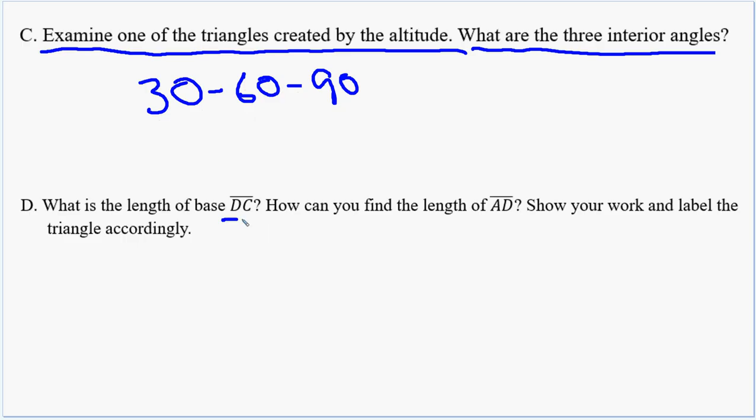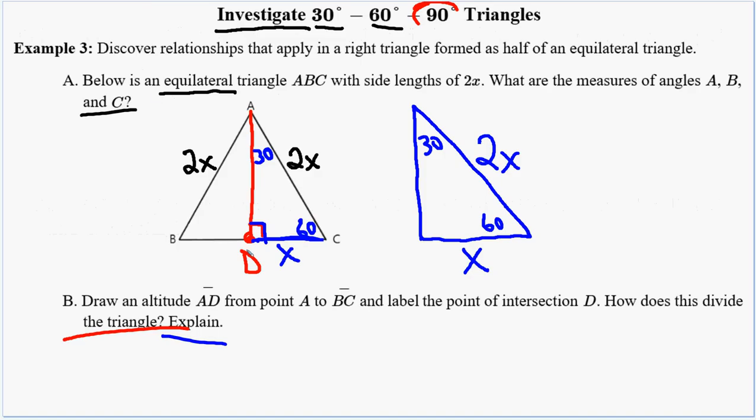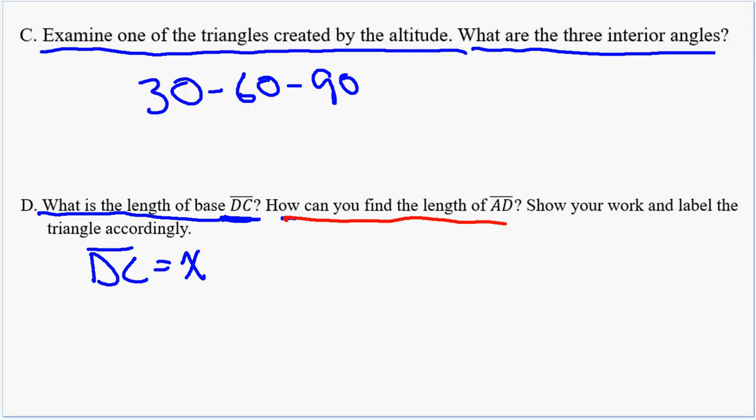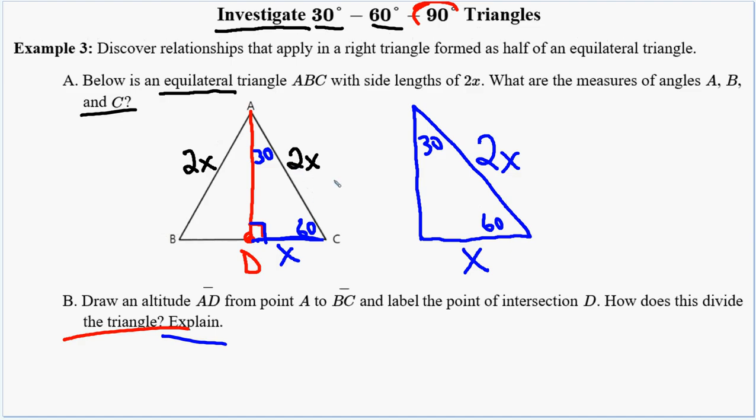What is the length of the base DC? So DC, yeah, we already figured that out. The whole side was 2x. We chopped it in half. So what is the length of base DC? DC equals x. How can we find the length of AD? That's our altitude.